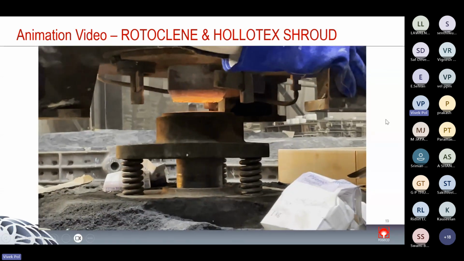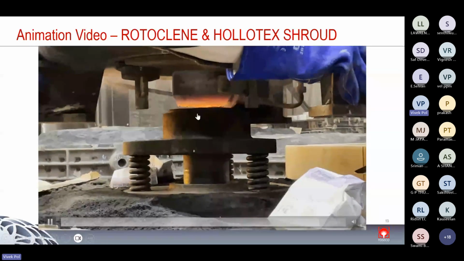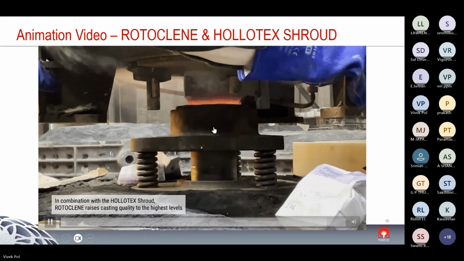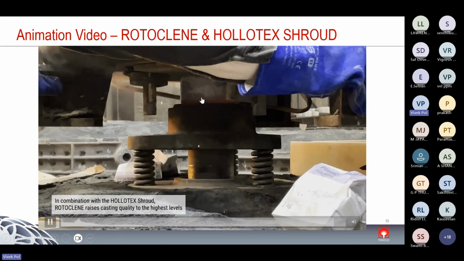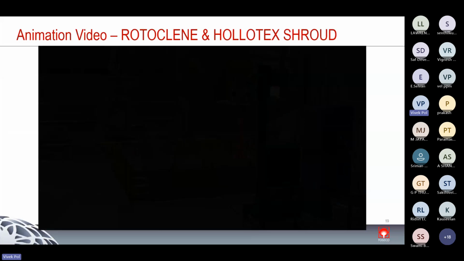The special nozzle of the ladle will rest on the shroud. The shroud is accompanied by a coupling set with springs, and the nozzle will rest on the shroud, and it ensures an airtight block so no air entrapment will happen. This is the new technology for clean steel metal, Rotoclean plus Holotech shroud.